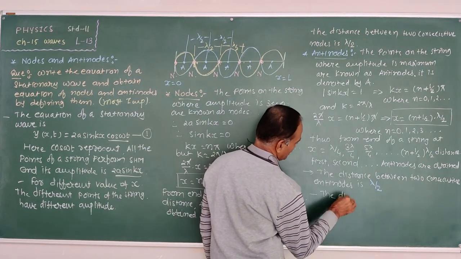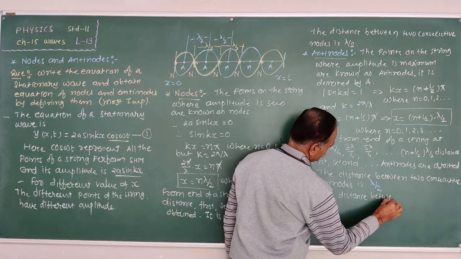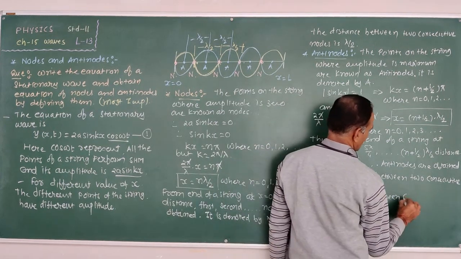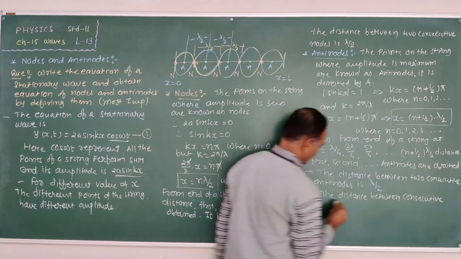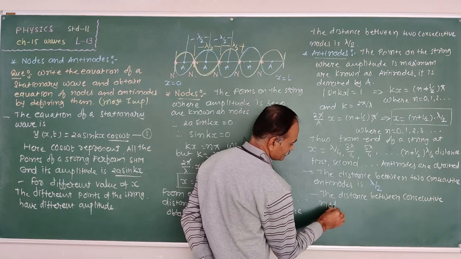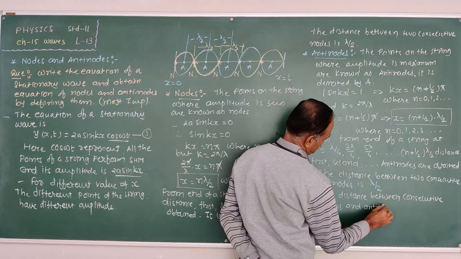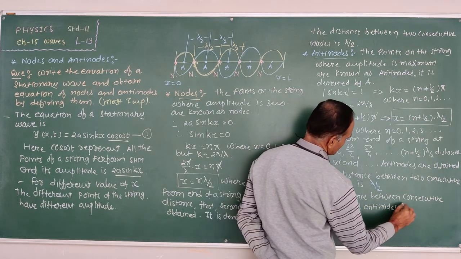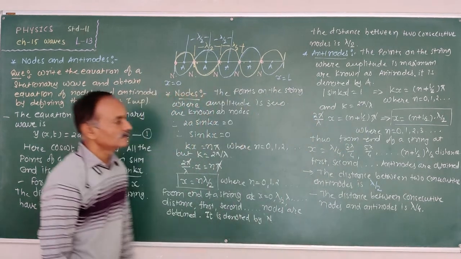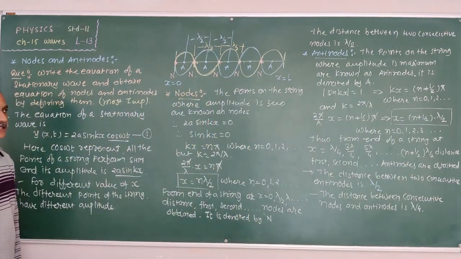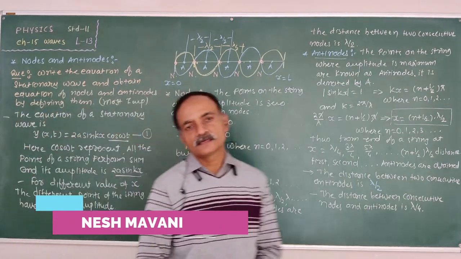The distance between consecutive nodes and antinodes is lambda by 4. They are the same. Again, there is the most important question.